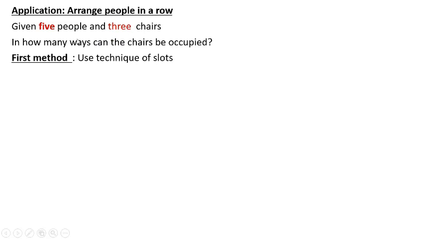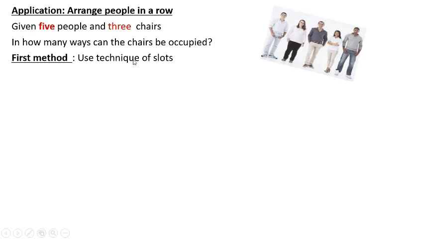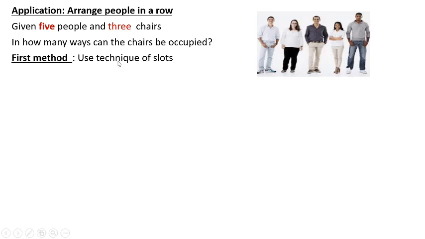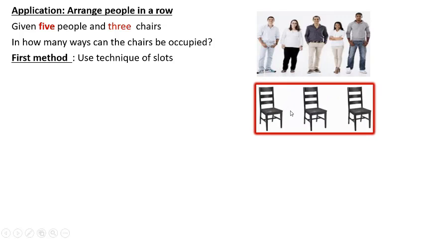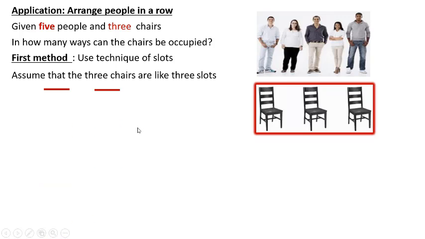Last application. Since we have covered arrangements of letters and numbers, let's try arrangement of people. In this application, we have 5 people and we have been provided with 3 chairs, and the chairs are in a straight line. In how many ways can the chairs be occupied? First method, use the technique of slots. Let's take the 3 chairs as 3 slots and go slot by slot.